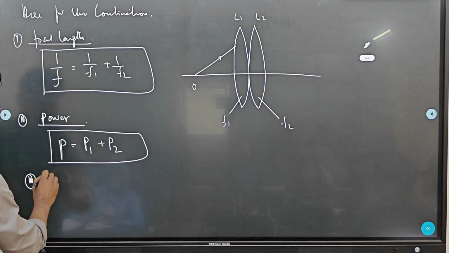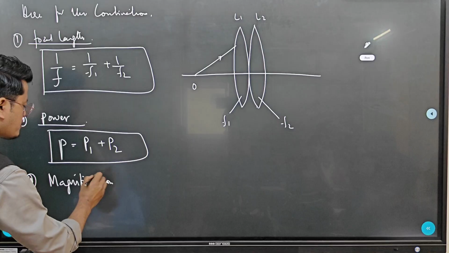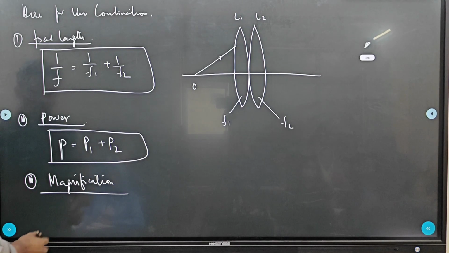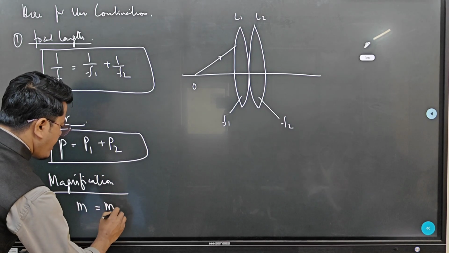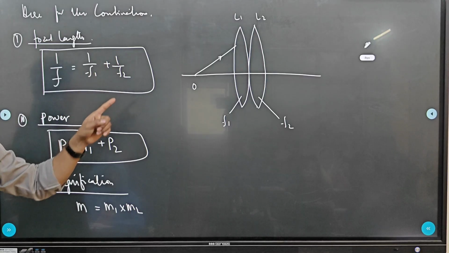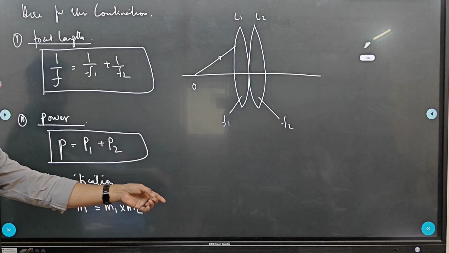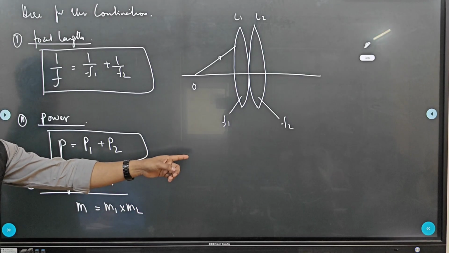Third, what will happen if the question asks you to find the magnification for the combination? If I consider m to be the magnification for the entire combination, then it will give you m1 into m2 for two lenses. What will happen if I combine n number of lenses? You will get m1 into m2 into ... into mn. Please note it down.